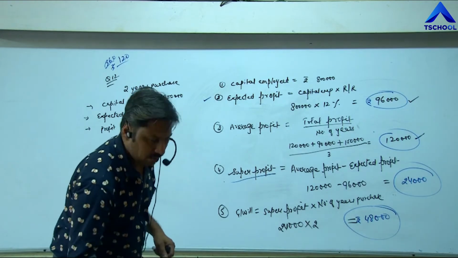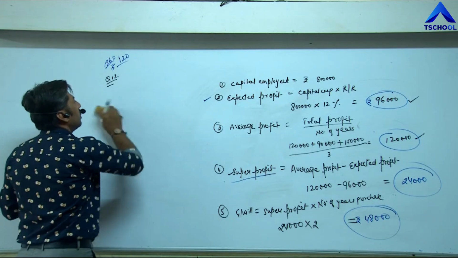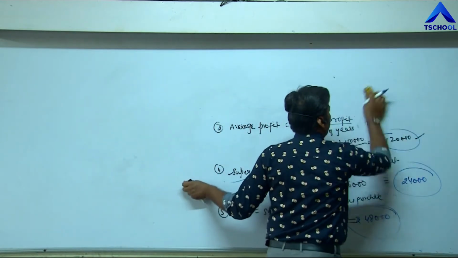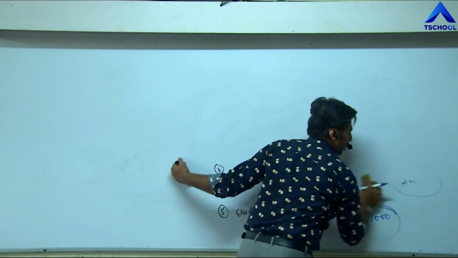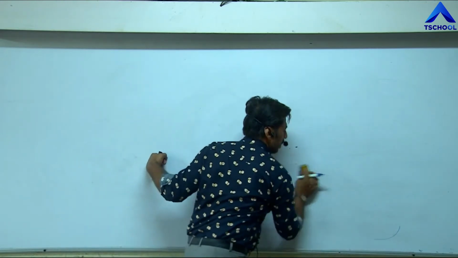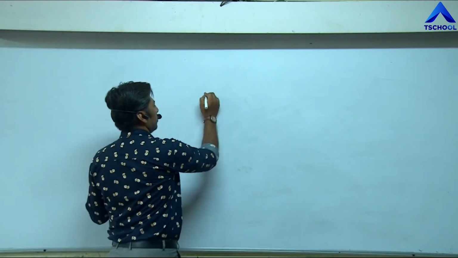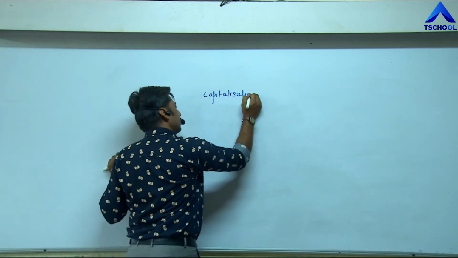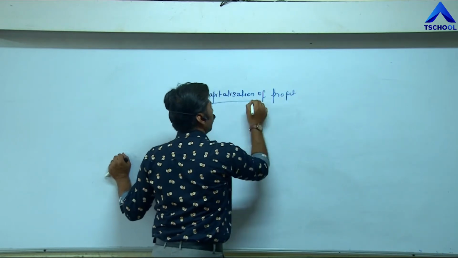So all the questions based on average profit method, weighted average profit method and super profit method we have completed. Means 3 formulas we have completed. Now last formula is capitalization of profit. This is the fourth one.